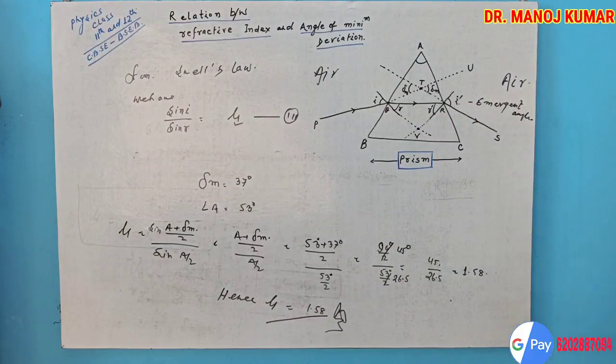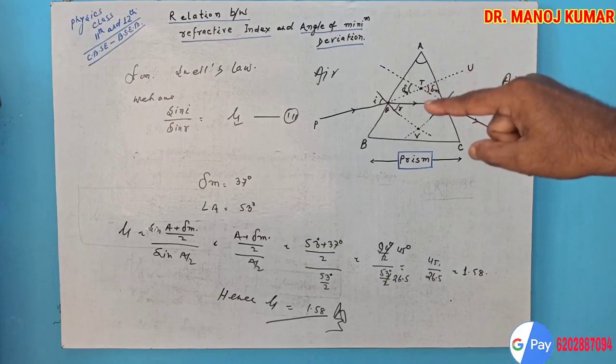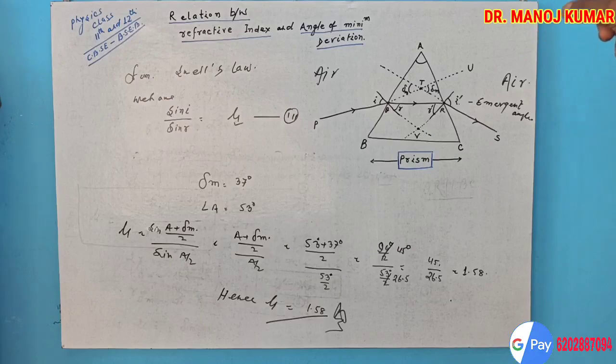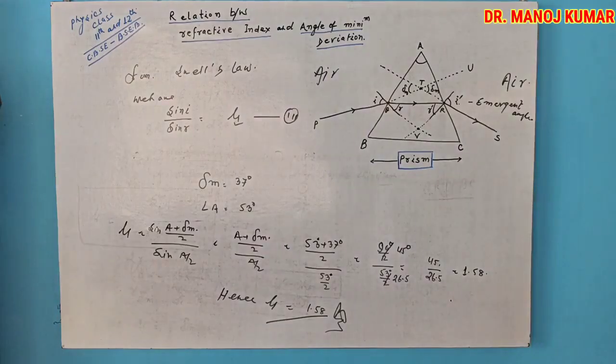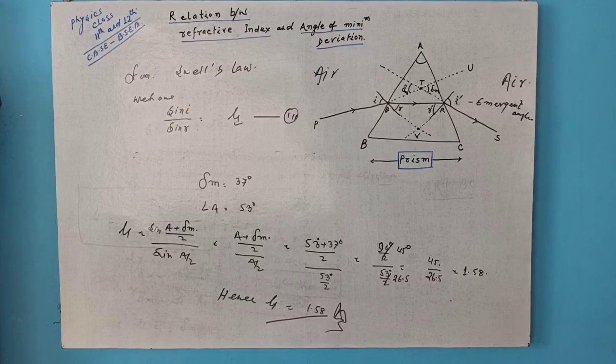This is the measurement of relation between refractive index and the angle of minimum deviation of a thin prism drawn by Snell's law.